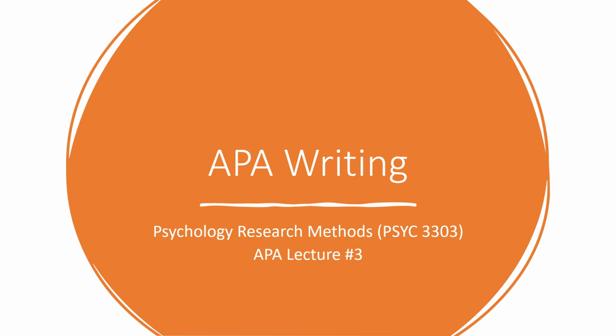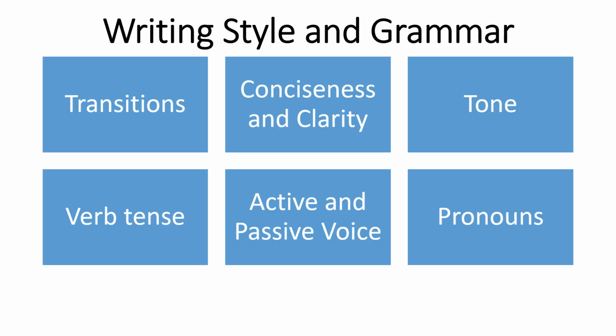Welcome to the third APA lecture, where we will be talking about how to write using APA formatting. The topic of this lecture covers the 6 mechanics of writing, which include transitions, conciseness and clarity, tone, verb tense, active and passive voice, and pronouns.